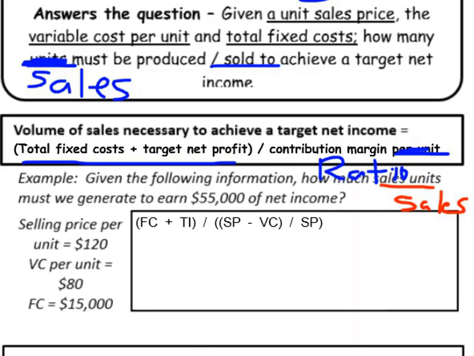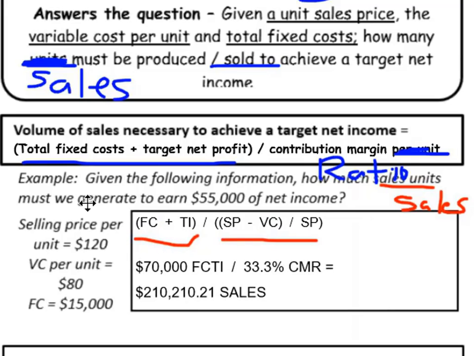Okay, we have our formula now for the target net income in sales. It's going to be equal to our fixed costs plus our target income, and then from that we divide by our contribution margin ratio formula. So let's go ahead and fill in the components of this equation. Before I go on, let me cross out these two areas that I just wrote through. Our formula looks like the following.